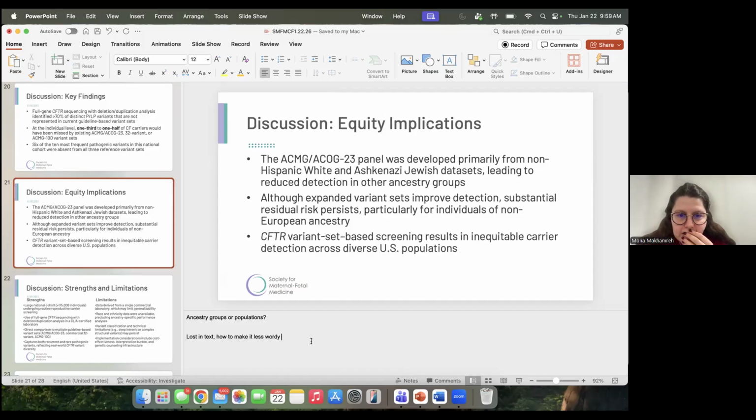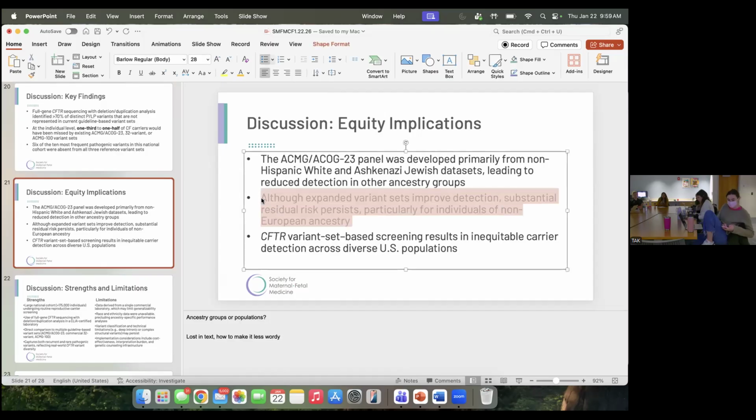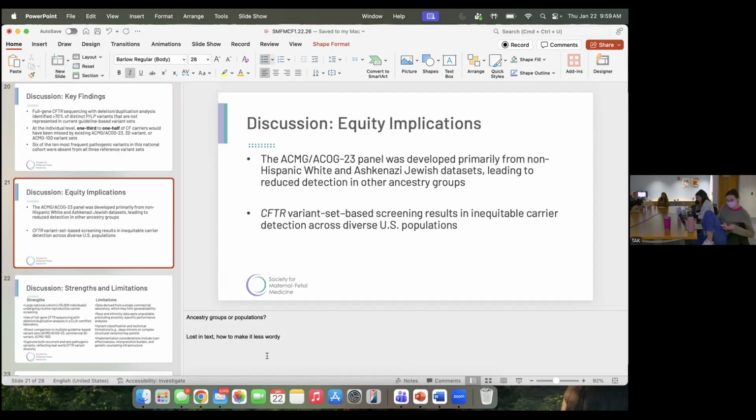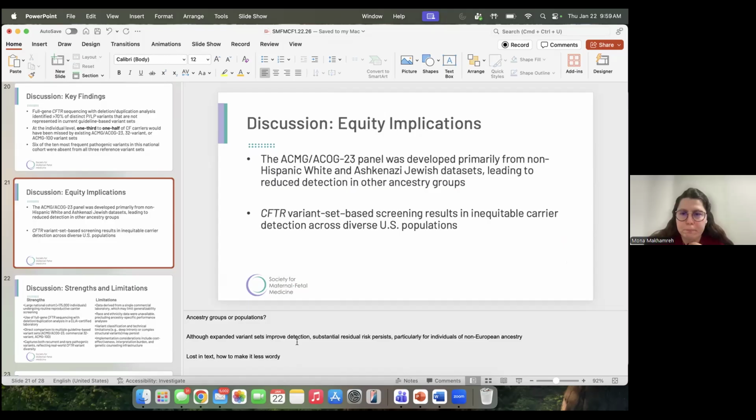Yes. Okay. I can try to limit the words. I wonder if you can just take out the middle bullet point and just say, yeah. Because that's what you found, right? This is the conclusion of your study, that there is inequitable carrier detection.